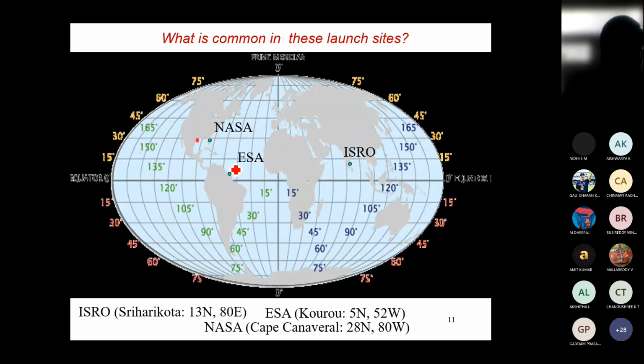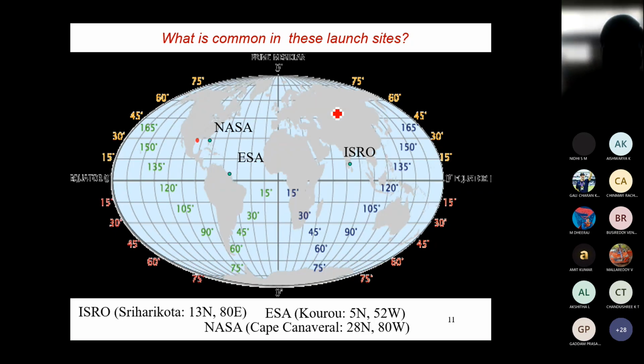So in India, where are we launching? In Andhra Pradesh, Sriharikota. Satish Dhawan Space Centre is there. So from Sriharikota, we are launching the satellites. NASA is launching from Cape Canaveral. That is the launch pad of NASA. And the European Space Agency launches from Kourou. And even if you go to Russia, they are launching from a place called Baikonur. That is the launching pad of the Russian Space Organization.